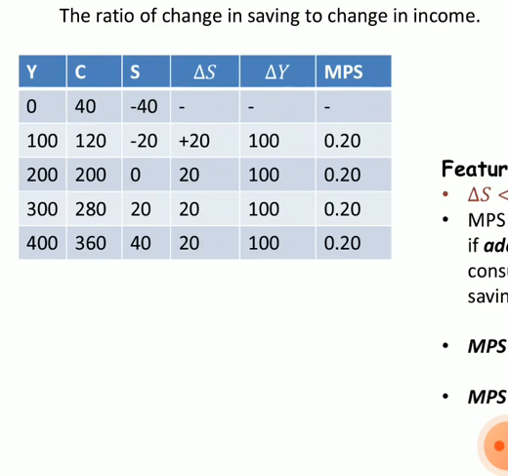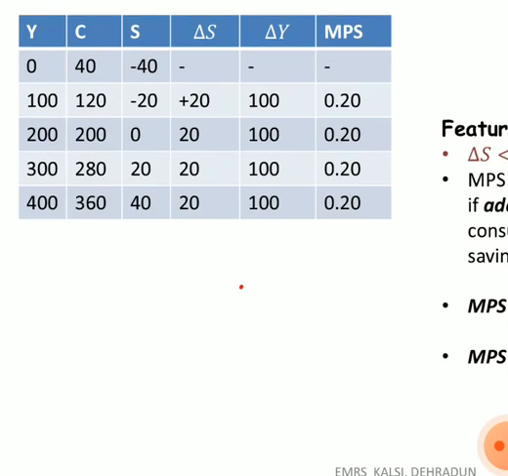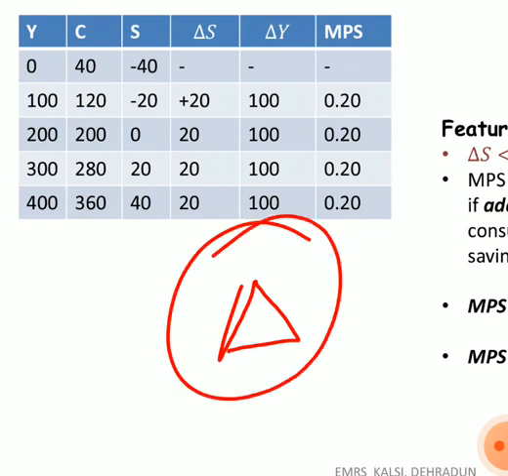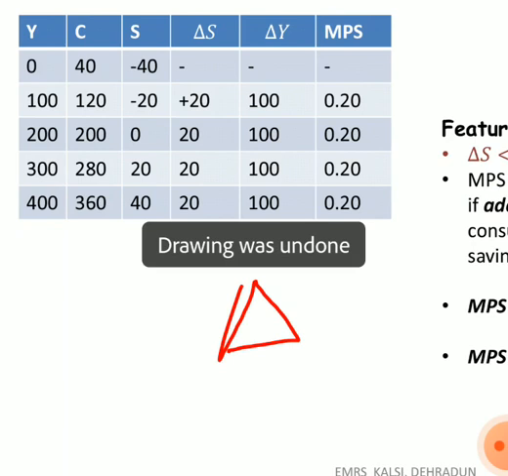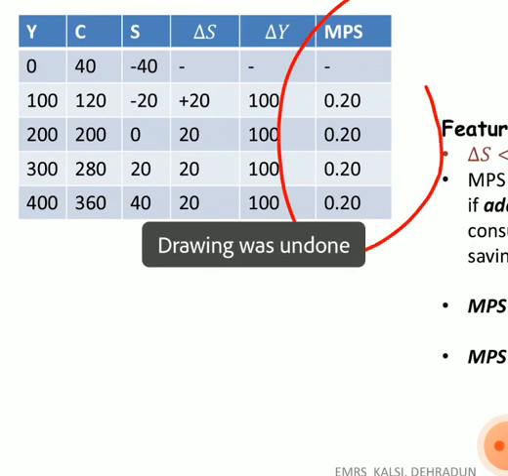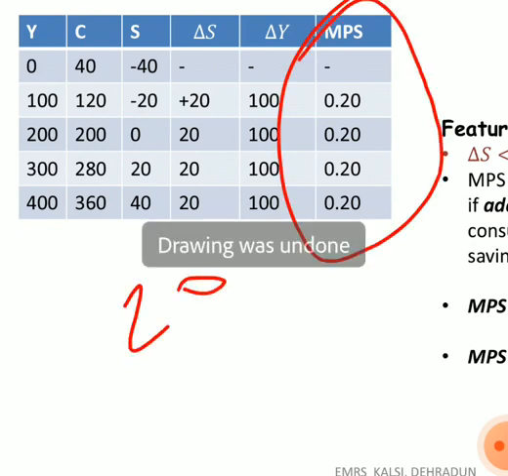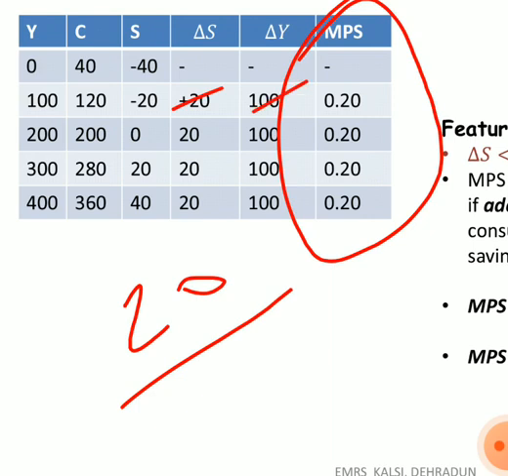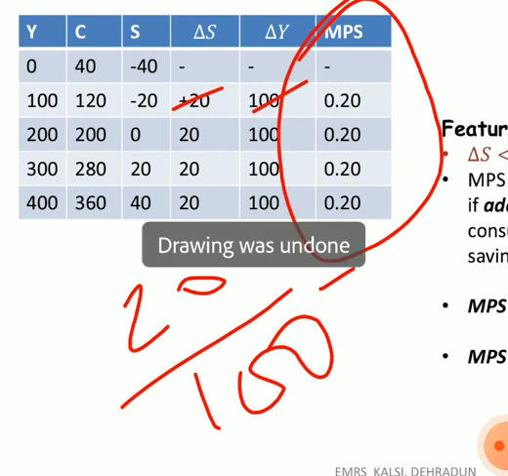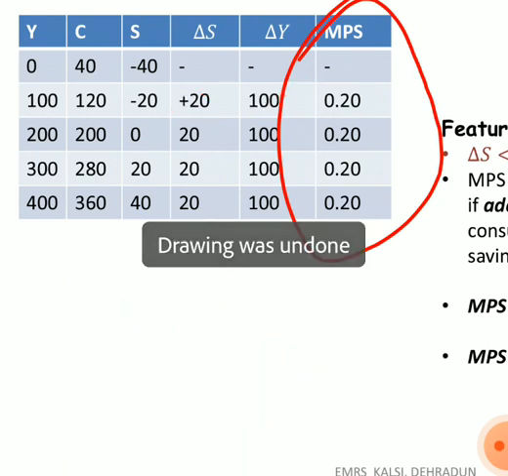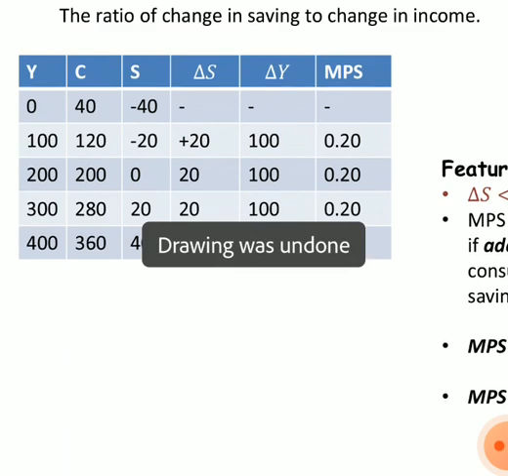Okay, so by this you will find the change in savings and change in income, and this change is represented by this delta triangle shape. This triangle shape is called delta. It is also called change. So change in savings and change in income, and using this you can find the MPS. You can put the formula here, this 20 and this 100. 20 upon 100 equals 0.20. Okay, so you can find this MPS.